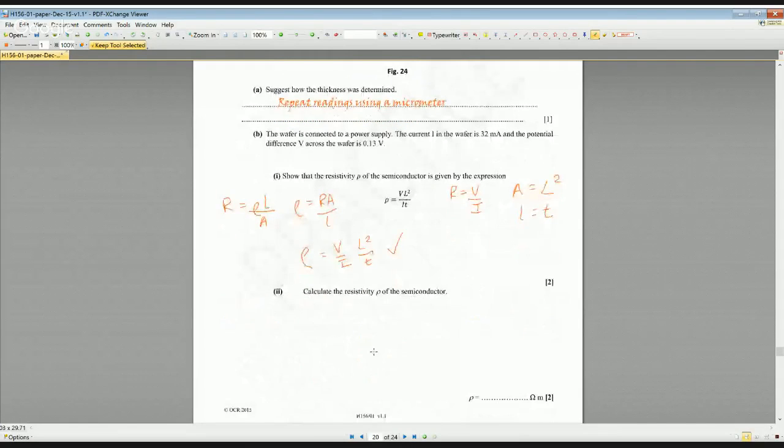But for part II, the resistivity of the semiconductor, we now need to just plug in these values. So rho equals 0.13, the voltage, multiplied by 25 times 10 to the minus 3 squared, divided by 32 times 10 to the minus 3, 32 milliamps, times 0.6 times 10 to the minus 3, equals 4.23 ohm meters.